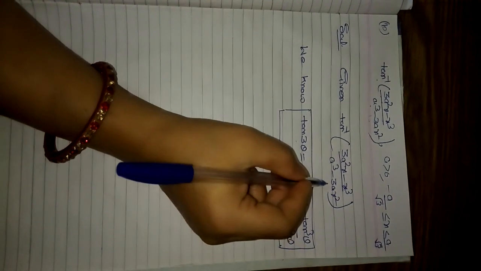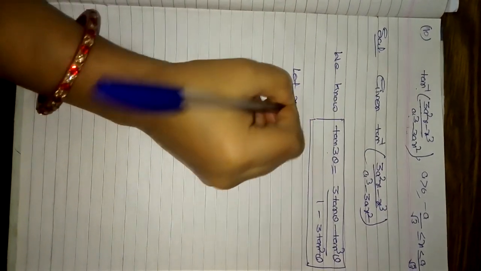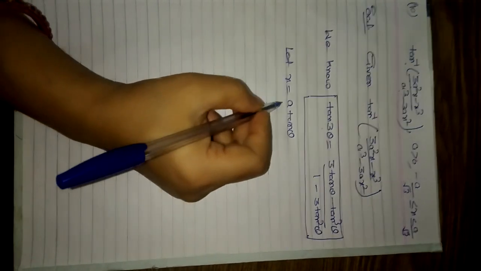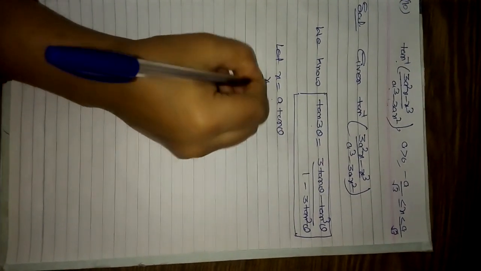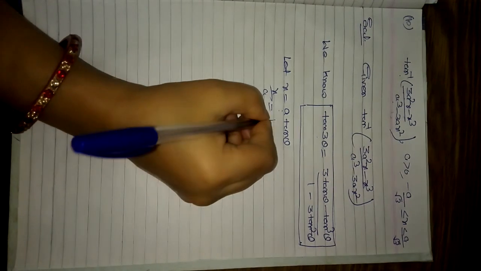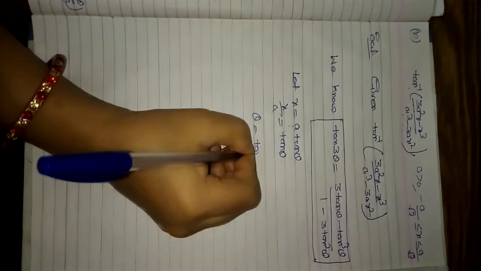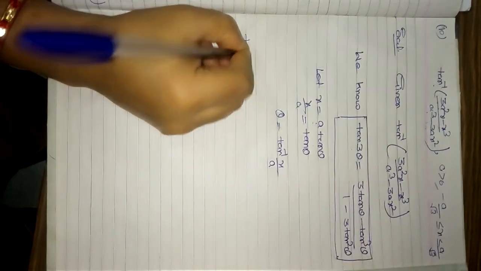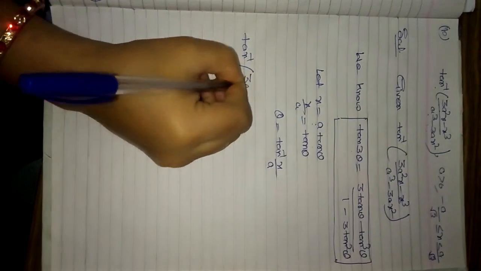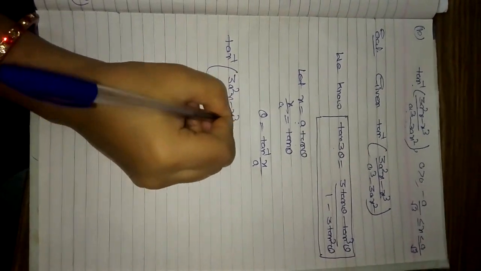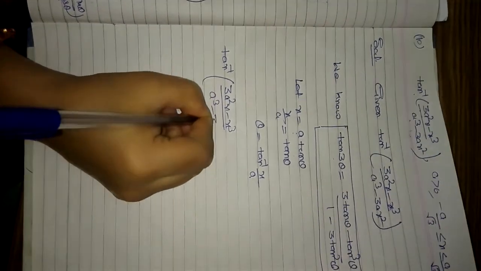Now in this question we can change this term as tan 3 theta. So we can put here, let x is equal to a tan theta. The value of x we can put as a tan theta, and x upon a equals tan theta. After that, theta will be tan inverse x upon a.